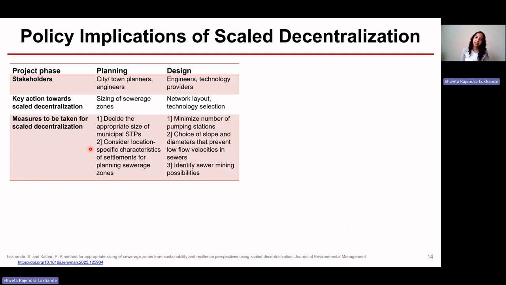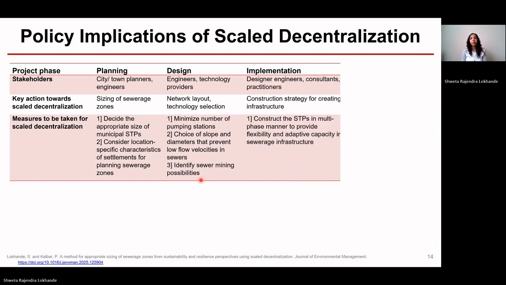Then, in the design phase, the engineers and technology providers can research the optimal network layout and appropriate technology selection, and decisions can be taken so as to minimize the number of pumping stations in the city. During implementation, the engineers and practitioners can work towards constructing the STPs in a multi-phase manner, which can provide flexibility and adaptive capacity in the infrastructure.